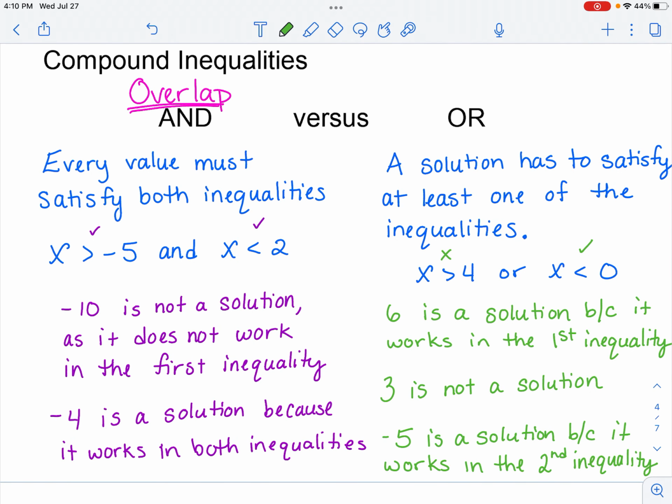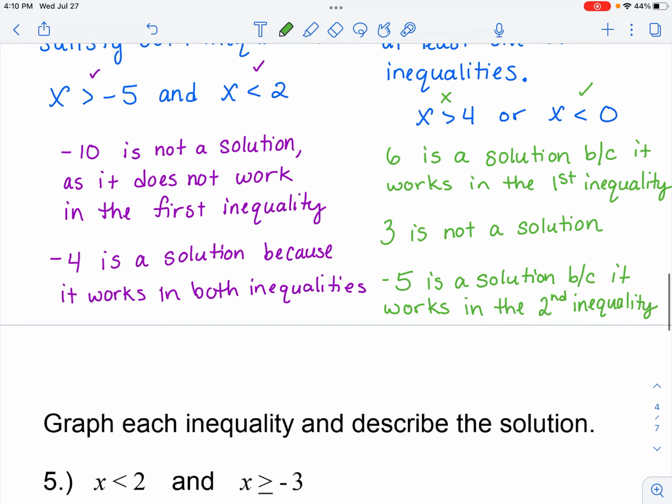Oopsies, a little bit more space to write, sorry. Okay, so it works in the second inequality. So when it comes to or, they don't have to overlap. I kind of refer to this as anything goes. Meaning, if you can graph it, you get to keep it. All right, so let's take a look at some problems where we don't have to solve first, just how do we graph these compound inequalities?